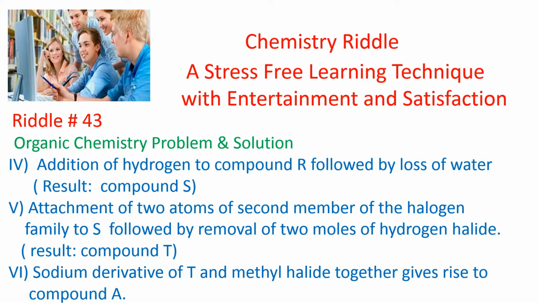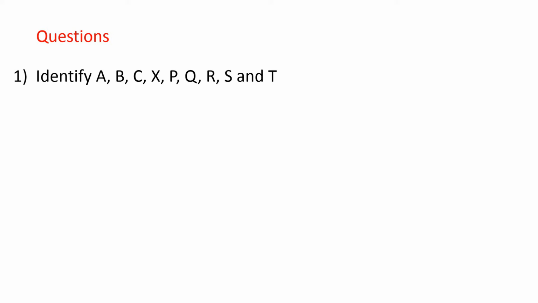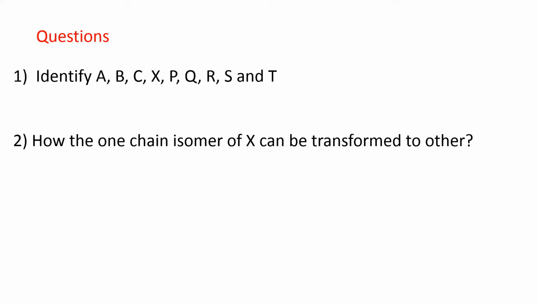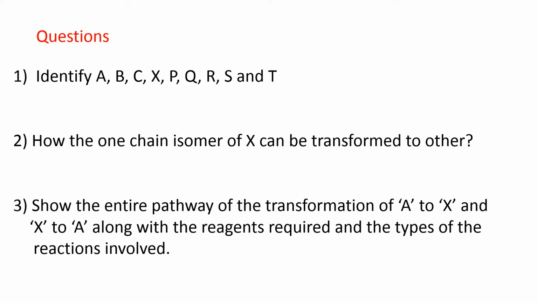Now let's see the questions. First question, identify A, B, C, X, P, Q, R, S and T. All these compounds which are denoted by these alphabets you have to identify. Second question, how the one chain isomer of X can be transformed to the other. Third question, show the entire pathway of transformation of A to X and X to A along with the reagents required and the types of the reactions involved.